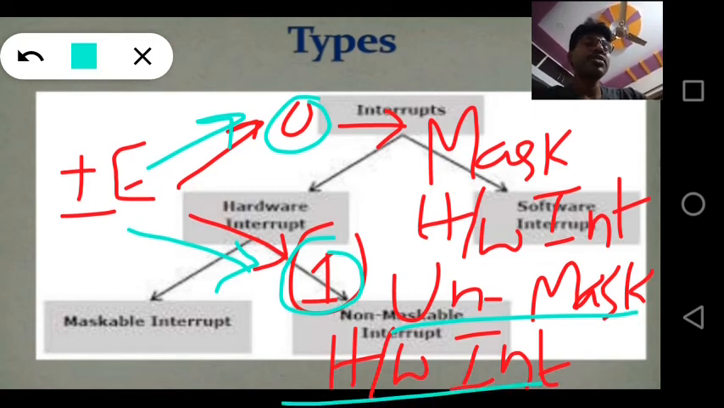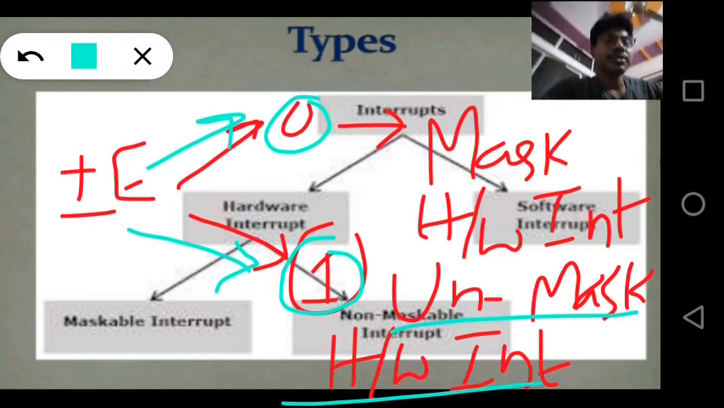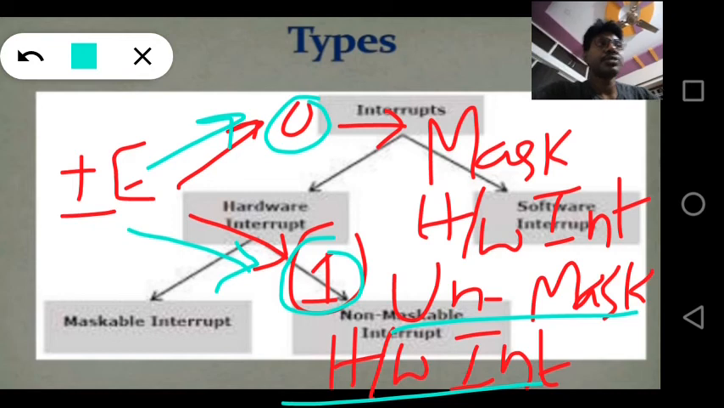Masking means the processor can't accept any hardware interrupt. Unmask means yes, the processor can accept interrupts. So interrupts are of two types: one is hardware interrupt and the other is software interrupt. And in hardware interrupt, again two types: maskable interrupt and non-maskable interrupt.